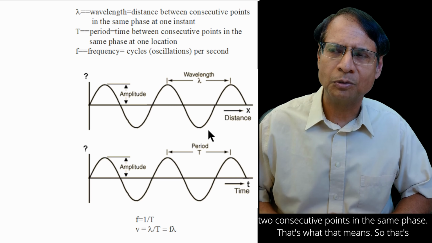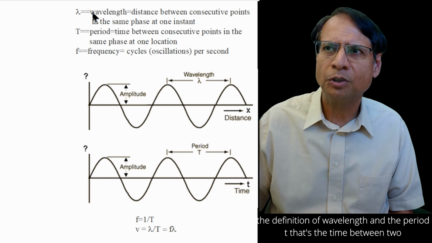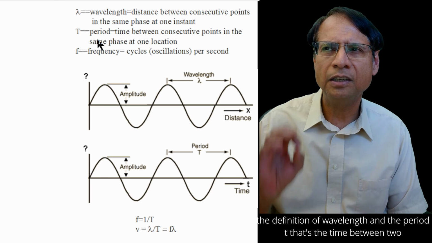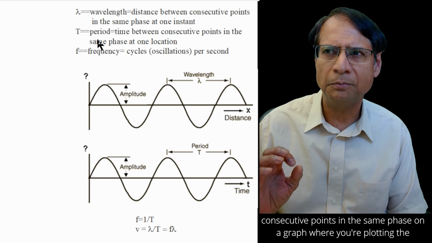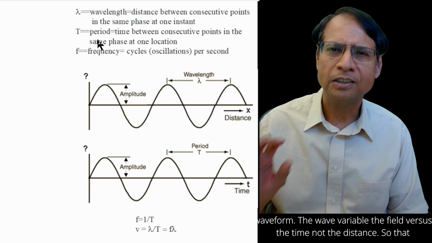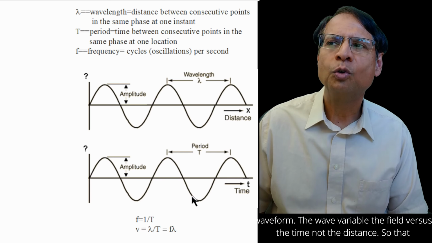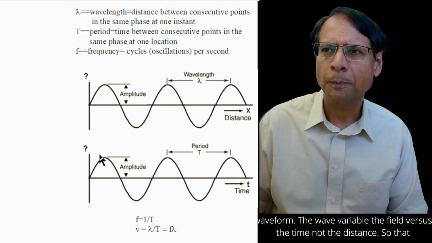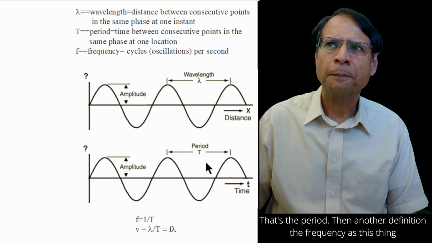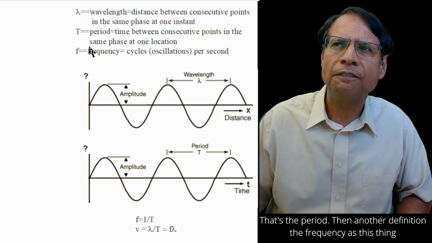That's what that means. And so that's the definition of wavelength. And the period T, that's the time between 2 consecutive points in the same phase. On a graph where you're plotting the waveform, the wave variable, the field versus the time, not the distance. So that could be 2 peaks, 2 troughs, it doesn't matter. That's the period. Then another definition, the frequency.